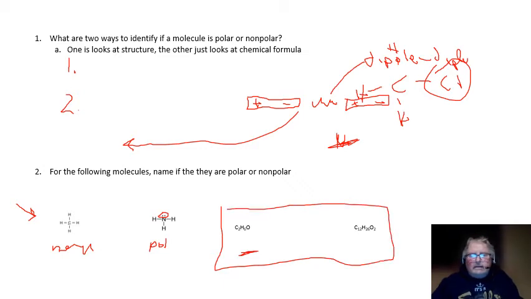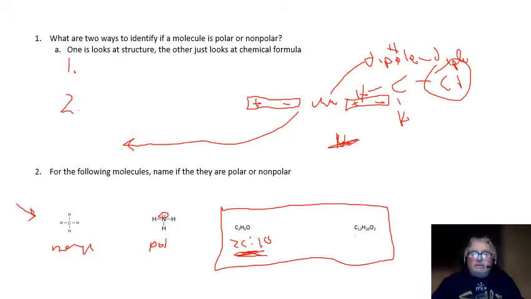Now these two guys, you're given the chemical formula, so you can't use this over here. So you have to look at the ratio. And the ratio here is 2 carbons for every 1 oxygen. So the rule of thumb is that if the ratio is 3 to 1 in terms of carbons to oxygen, then it's probably going to be nonpolar. The ratio here is less than 3 to 1, so we're going to say that it's polar.